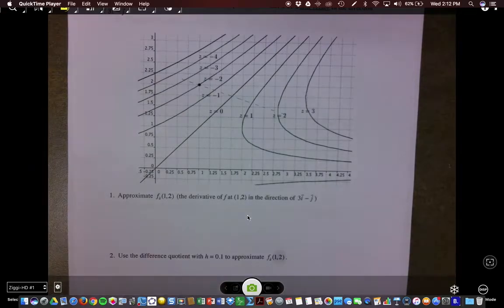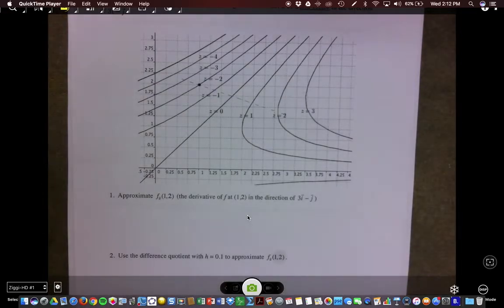Okay, as promised, this is the continuation of section 14.4 where we get into the discussion of directional derivatives. When we're talking about directional derivatives, we're talking about the rate of change in a function, typically of two variables, as we move in a prescribed direction.